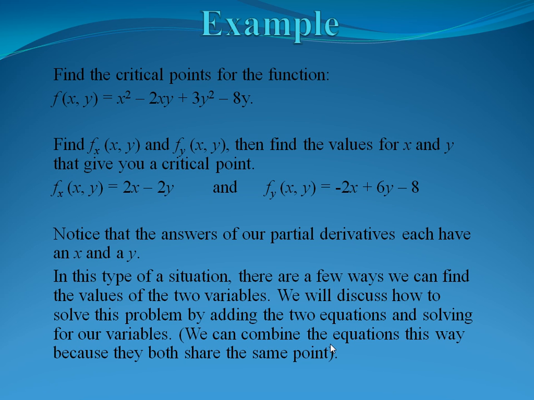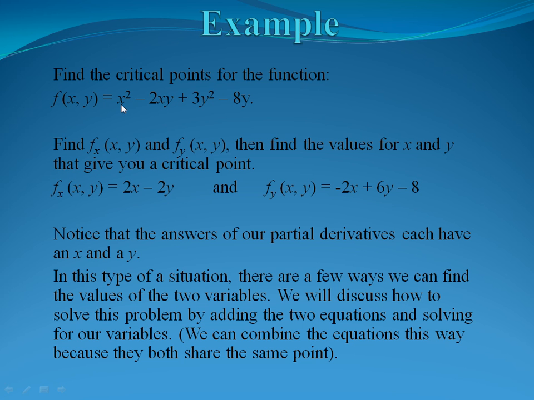So here, let's do another example, but now one that's a little bit harder to solve for our critical points. So suppose we want to find the critical points for the function x squared minus 2xy plus 3y squared minus 8y. So the first thing we need to do is find our first partial derivatives with respect to x and y. So when we do it with respect to x, that means y is a constant.